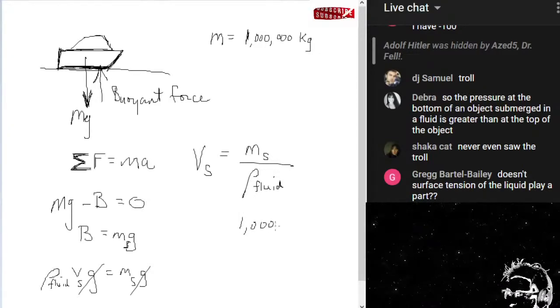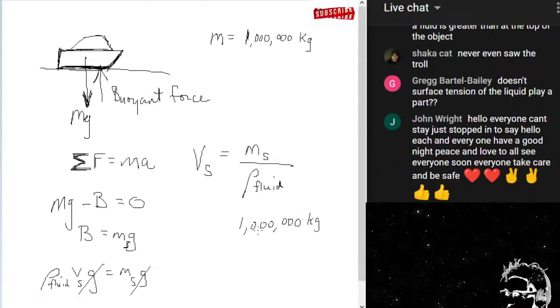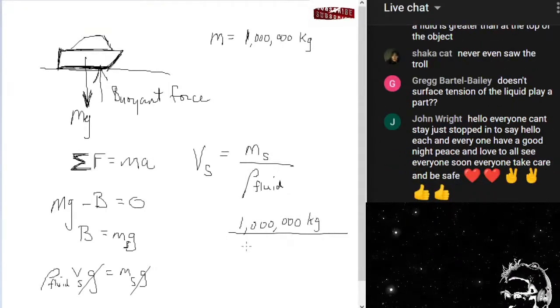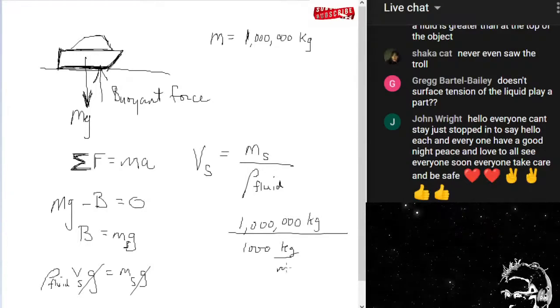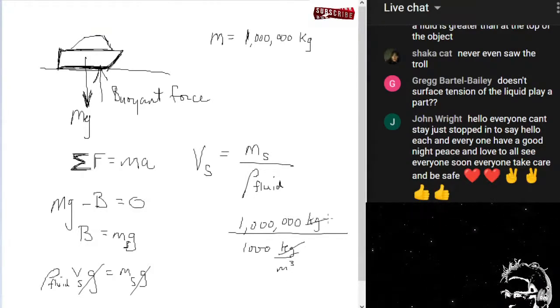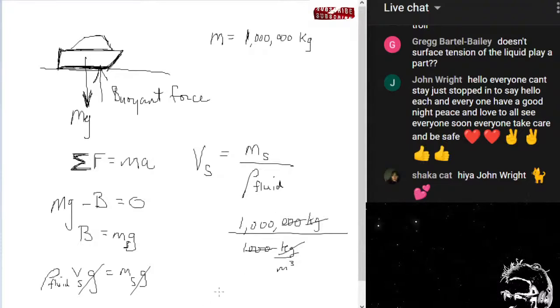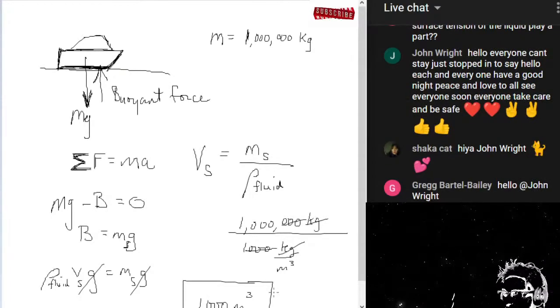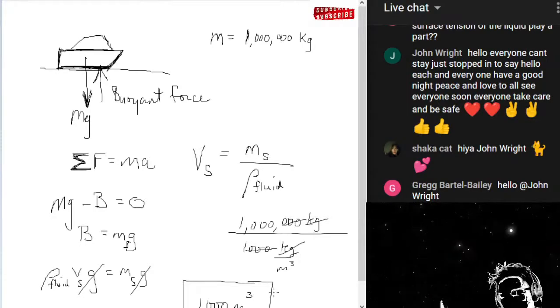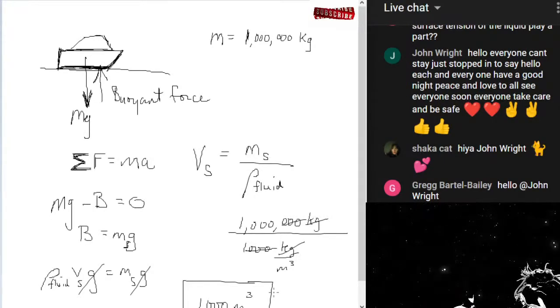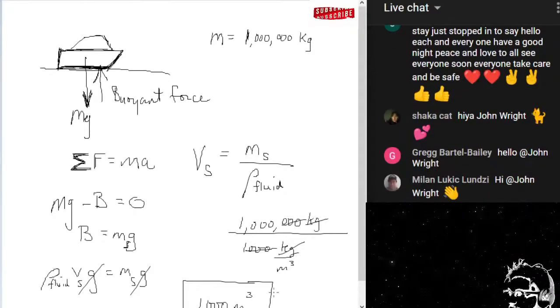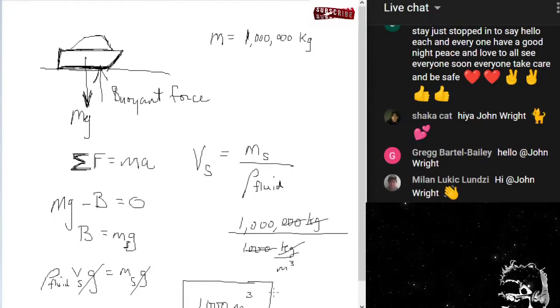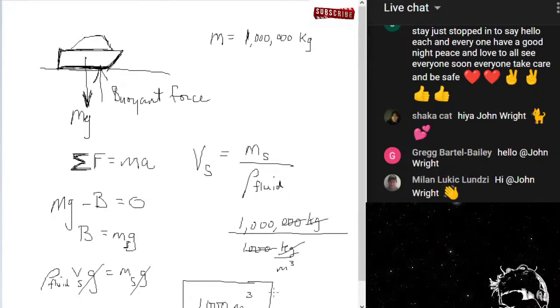So we have 1,000,000 kilograms over 1,000 kilograms per cubic meter. So this cancels with this, so it's 1,000,000 divided by 1,000. So these 3 zeros are gone. So it needs to be 1,000 cubic meters. So that's how much water this ship has to displace. So then the engineers have to design a ship that will displace 1,000 cubic meters of water in order for it to stay afloat. So that's what engineers do. People that design ships, I forget what kind of engineering it is.